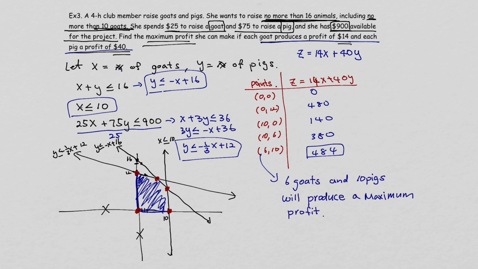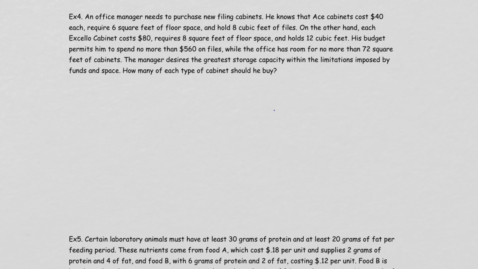6 goats and 10 pigs will produce our maximum profit in that problem. So this is how you're going to use linear programming to find the maximum profit. Let's look at one more example. In this example, the manager desires the greatest storage capacity within the limitations.